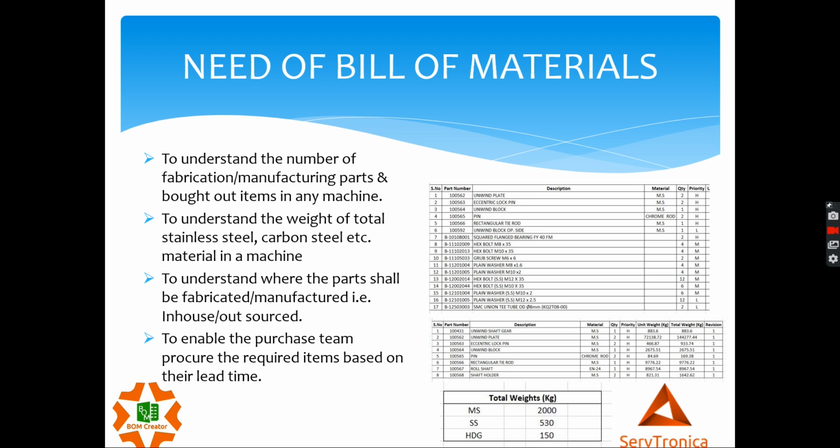So let's understand first, why do we need bill of materials? We normally create bill of materials to understand what are the fabrication parts, what are the manufacturing parts, what are the bought out which need to be purchased. Also to understand the total weight of material required to manufacture this machine. What is the composition, say, how much is stainless steel, how much is carbon steel, how much is aluminum, etc. And we also need to understand whether the part has to be made in-house or outsourced, and share the details of the purchase items to the purchase department based on their lead times.